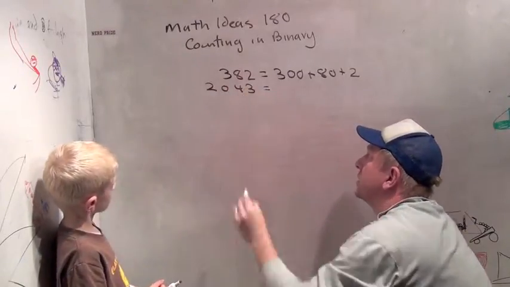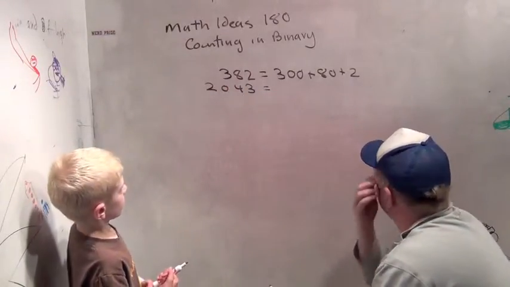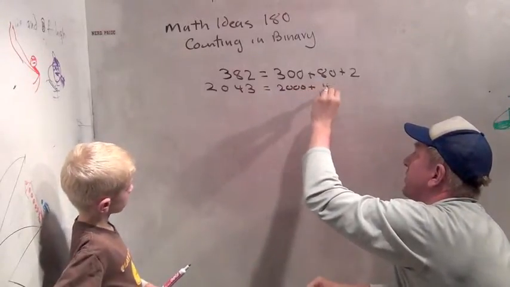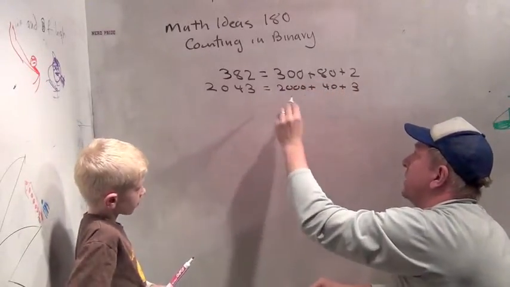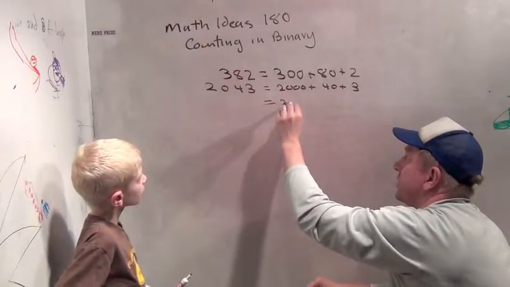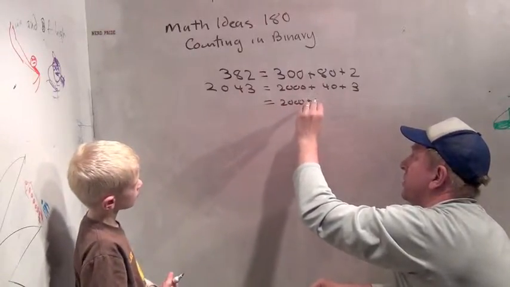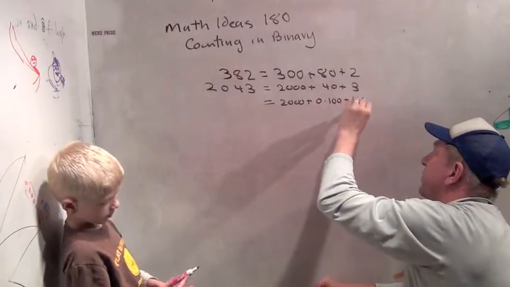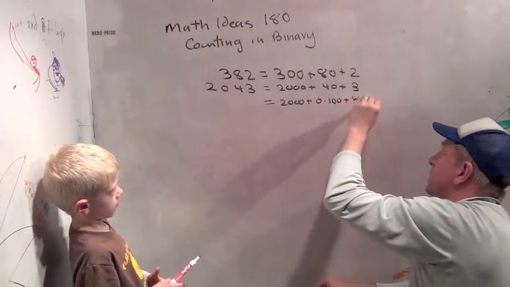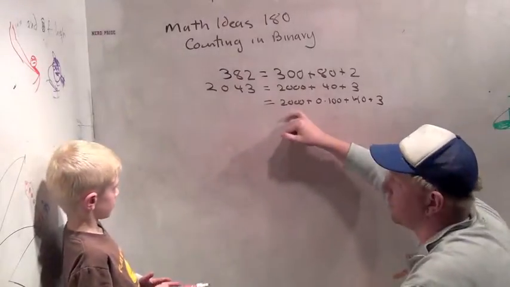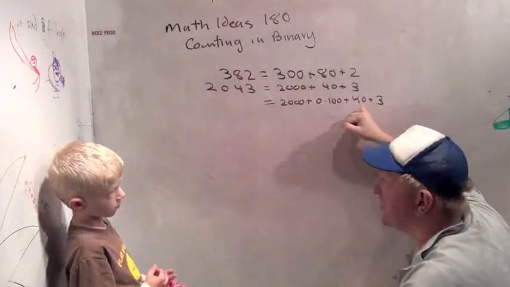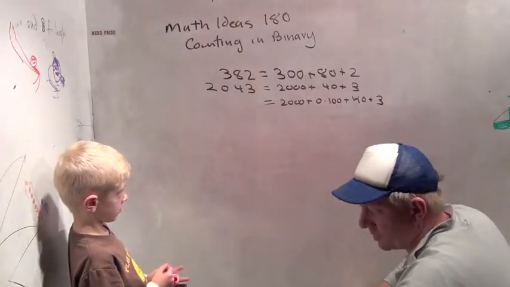And what does 2043 mean? 2000 plus 40 plus 3. And I'm going to write it this way: 2000 plus 0 times 100 plus 40 plus 3. So we have 2 1000s, no 100s, 4 10s, and 3 ones.